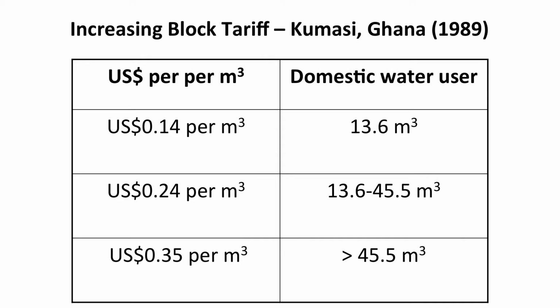Some compounds just divided the water bill equally among the households in the compound. Others used complicated systems that tried to approximate the amount of water each household had actually used. In 1989, at the time of our study, this was the increasing block tariff that was in effect in Kumasi. This IBT had 3 blocks.